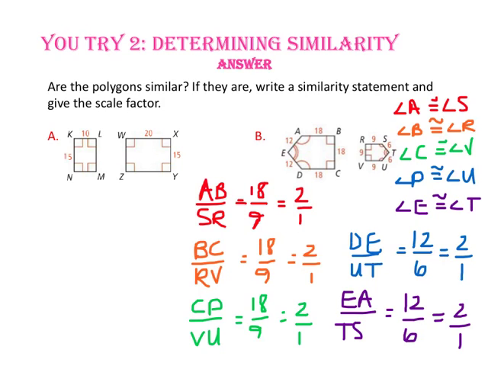Since all corresponding angles are congruent and all corresponding sides are proportional, the polygons are similar. Let's use our congruence statement for our angles to help us write the names of the polygons in corresponding order. So polygon ABCDE is similar to polygon SRVUT. And the scale factor is 2 to 1.